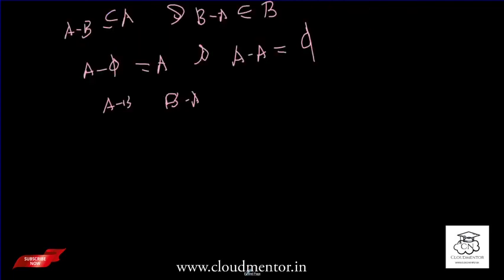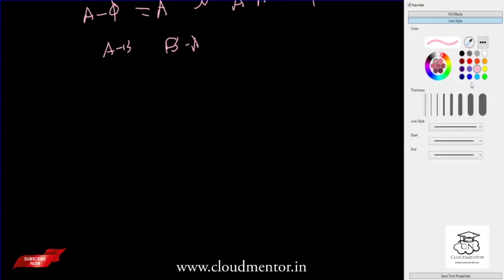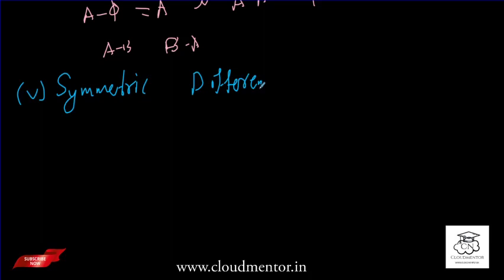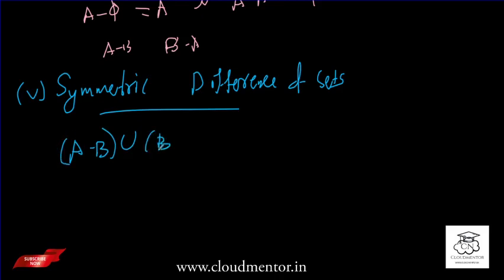And the next operation we need to know is the symmetric difference of two sets. Okay, and if A and B are two sets, then A minus B union B minus A is known as symmetric difference. This A minus B union B minus A will be the symmetric difference of sets A and B, and denoted by this symbol, okay.